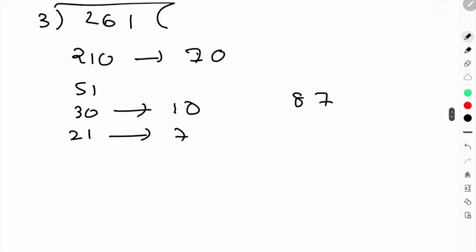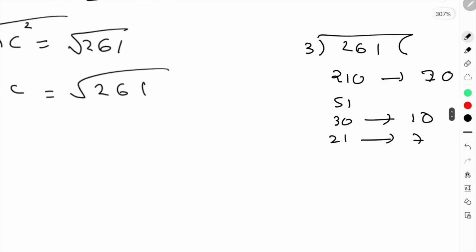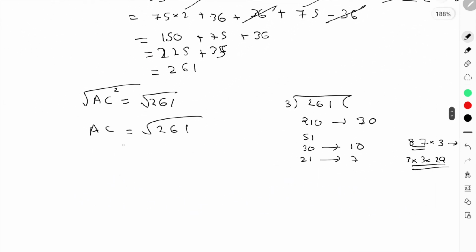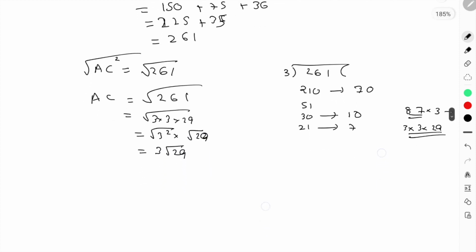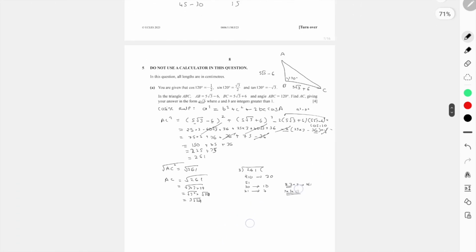And then this is basically 261, and this is basically 3 into 29. So that's 3 into 29. As you can see, we have 3 squared. So this is basically 3 into 29. And then 3 squared into square root of 29 equals 3 root 29. So that's the answer of AC.